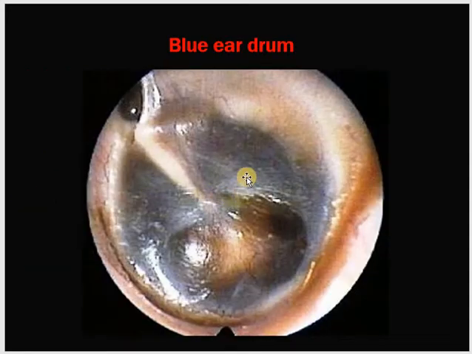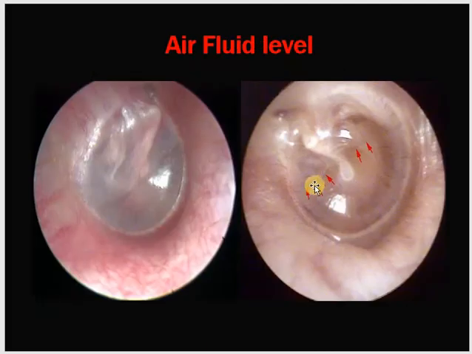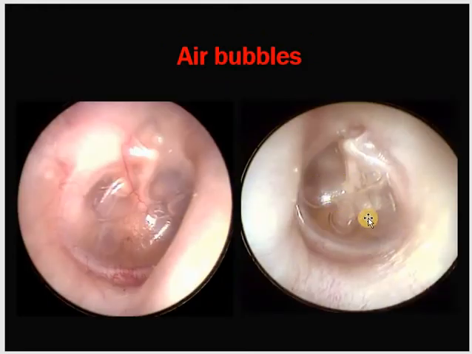You can see here, this is a blue eardrum. The eardrum is blue and this is a retracted eardrum. You can see the fluid level here. This is the fluid and this is the air bubble. You can see here, this is the fluid, crescent shaped. We can see air bubbles here. The air bubbles signify again there is presence of fluid in the middle ear cavity along with the air.